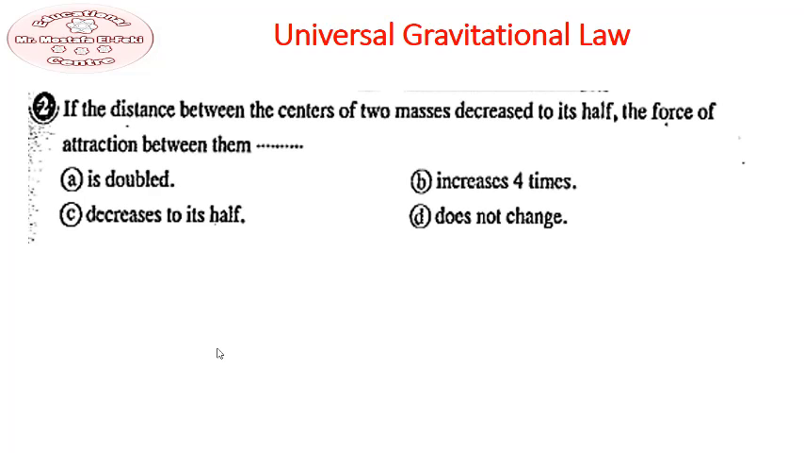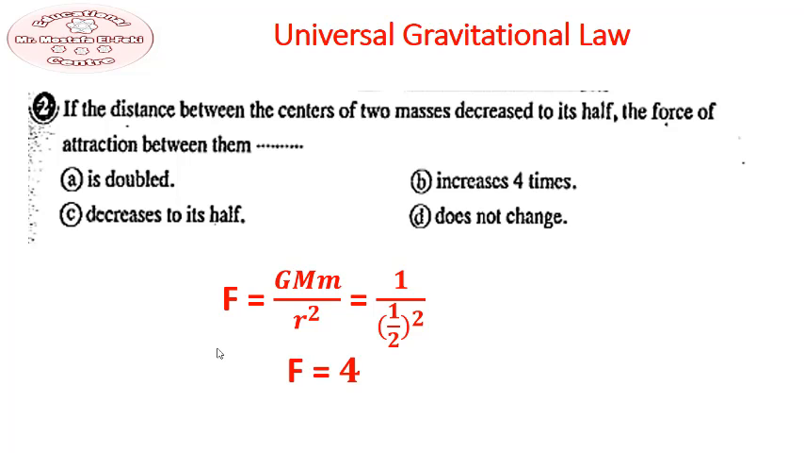If the distance between the centers of two masses decreases to its half, the force of attraction between them will be... Since the force equals G m m divided by the distance to the power of 2, and the distance decreases to half, then the force increases 4 times.